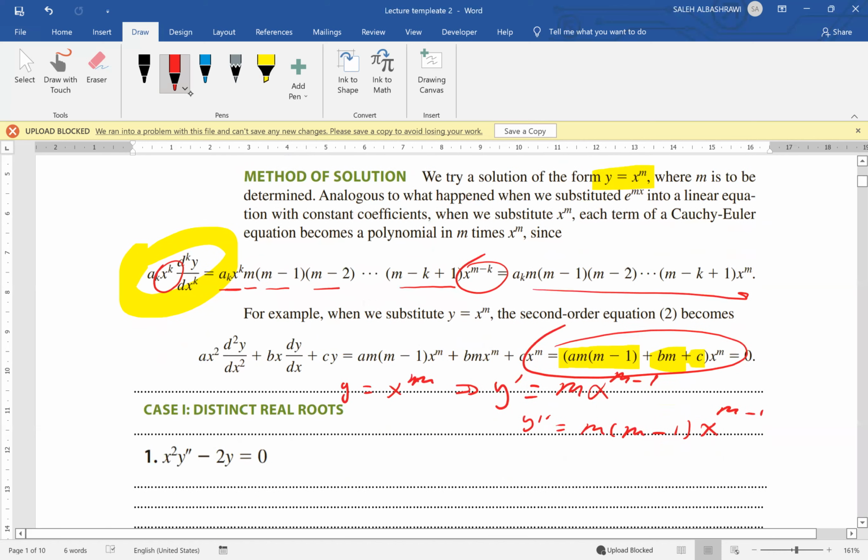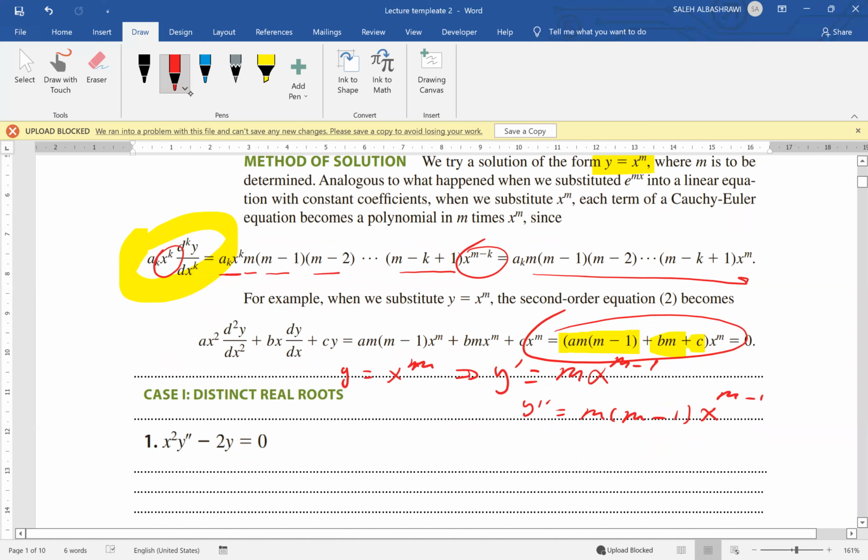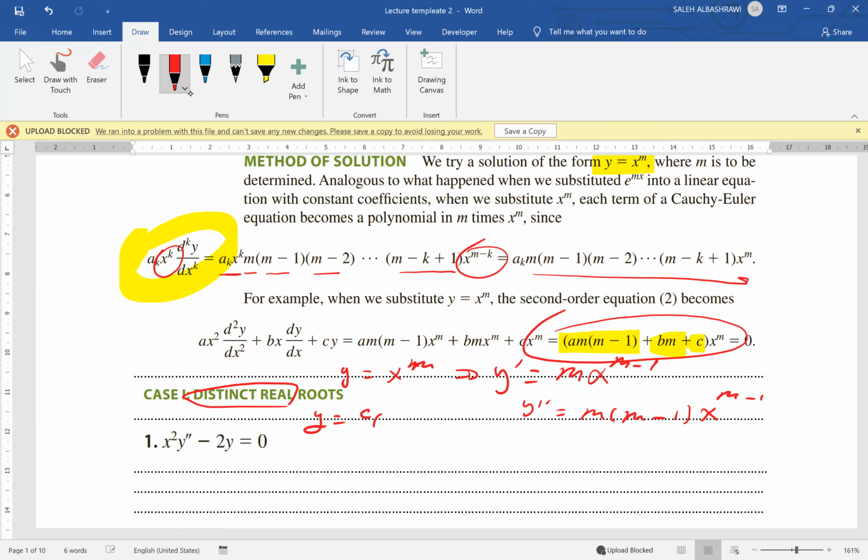We take the first case. If the roots are distinct and real, I have 2 different roots for the quadratic equation. Then the general solution will be given as y equals c1 x to power m1 plus c2 x to power m2. This will be the general solution for the distinct real roots.